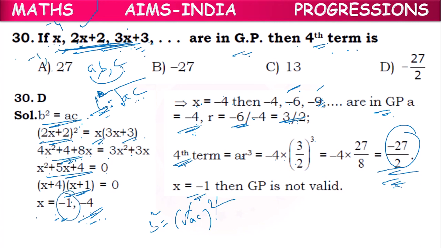If you take another value, x equal to minus 1. So first term is minus 1. Second term, 2 into minus 1 plus 2, it will become 0. Third term, 3 into minus 1 plus 3, it will become 0. So it will not be in the form of a GP. So GP means T2 by T1. For first 2 terms 0 by minus 1 we will get. But for next 2 terms 0 by 0 we will get. 0 by 0 means it is not defined, which cannot be defined. In the denominator place, we should not have 0. So only one value of x is valid for GP. According to that, fourth term will be minus 27 by 2.